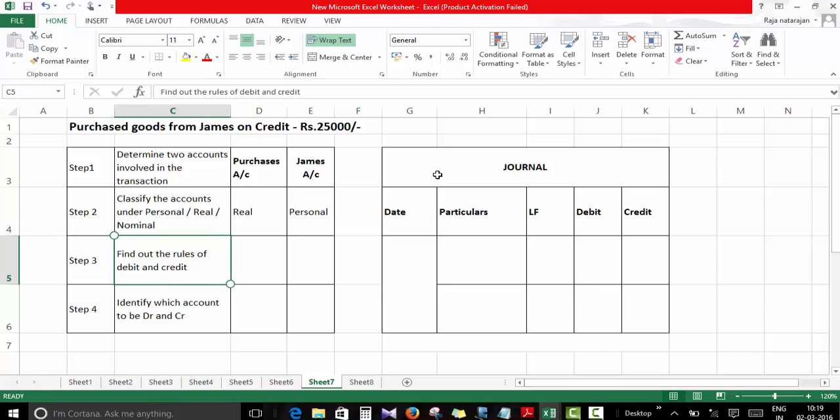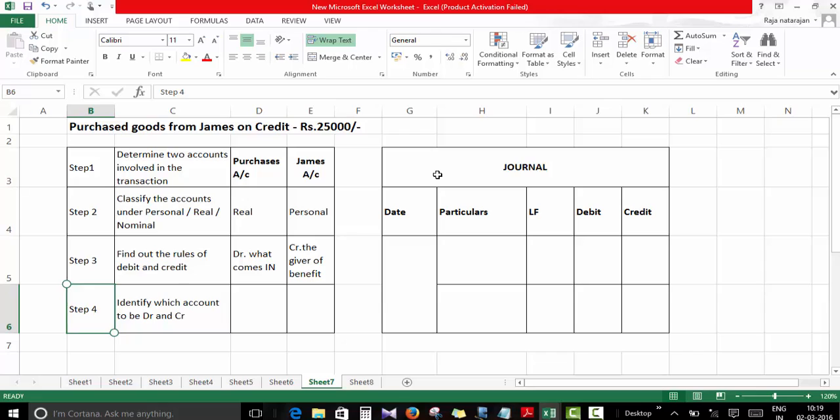Then step 3, we have to find out the rules of debit and credit. Real account says debit what comes in, and personal account says debit the receiver and credit the giver. Here James is giving you the benefit, so you have to credit the giver of benefit.